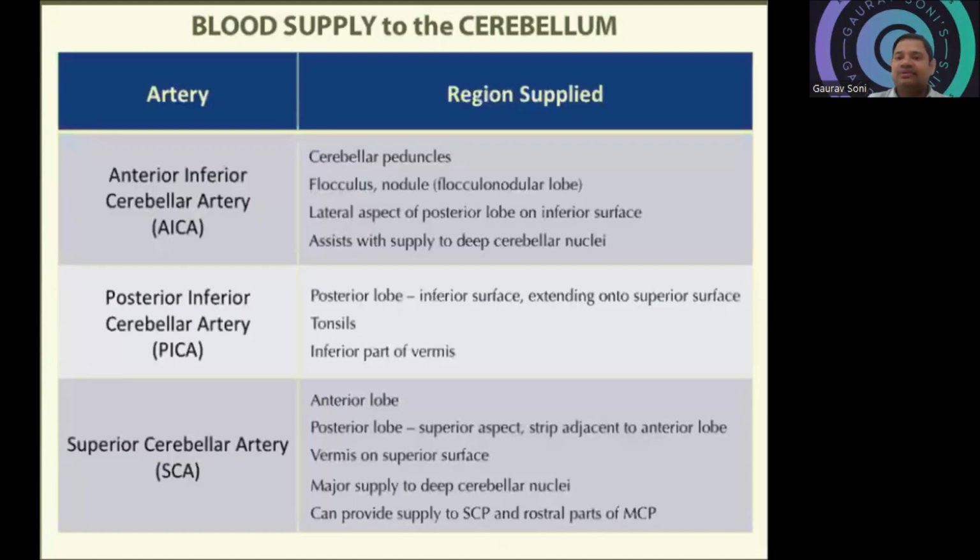So it can be summarized by a table. You can see AICA means anterior inferior cerebellar artery. It supplies the cerebellar peduncles, flocculus, nodulus, lateral aspect of the posterior lobe, and assists with the supply to the deep cerebellar nuclei. What nuclei? Dentate nuclei, pontine nuclei, whatever nuclei we have seen. Posterior inferior cerebellar artery, PICA, supplies the posterior lobe mainly, the inferior surface extending onto the superior surface, tonsils, and inferior parts of the vermis also. Then there is SCA, that is superior cerebellar artery. It supplies the anterior lobe, the posterior lobe on the superior aspect, the vermis on the superior aspect, is the major supply to the deep cerebellar nuclei, and can also provide supply to the SCPs and rostral part of the MCP.